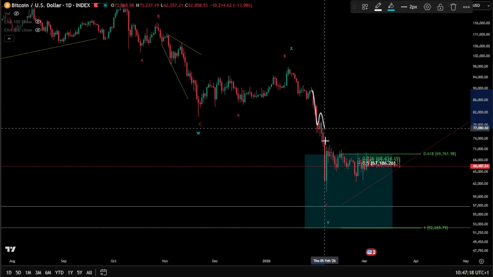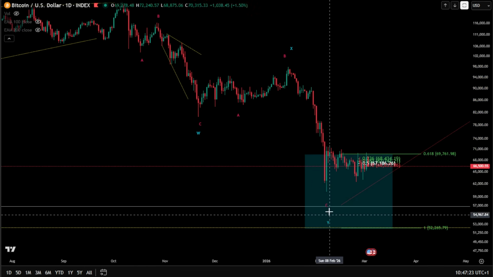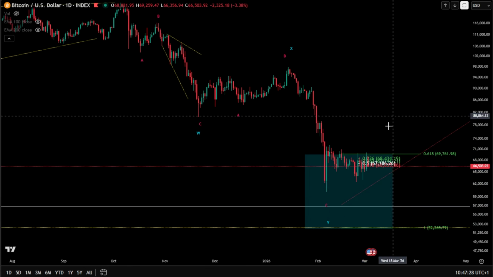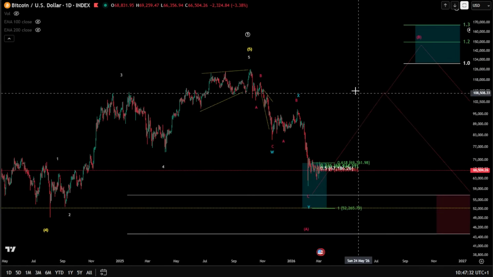So internally, we have finished an impulse here, which is a possible ABC for a wave Y, and we might be looking here for 1, 2, 3, 4, 5 in this case. Yeah, so only in this case scenario. But we'll see if this is going to happen.